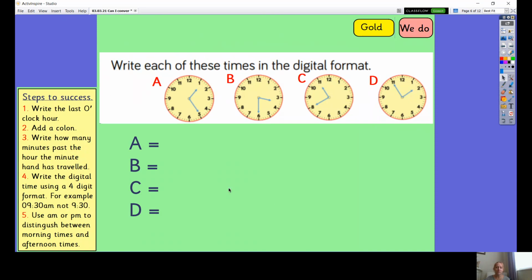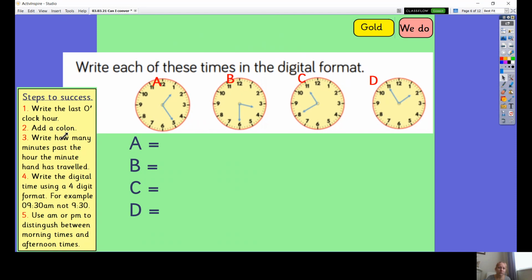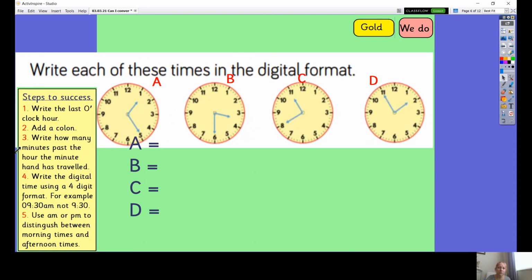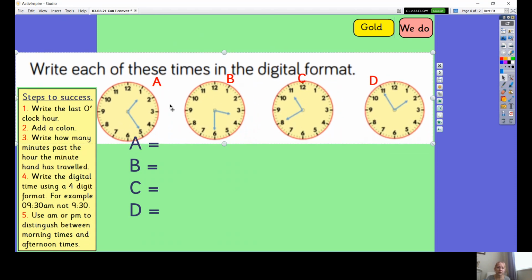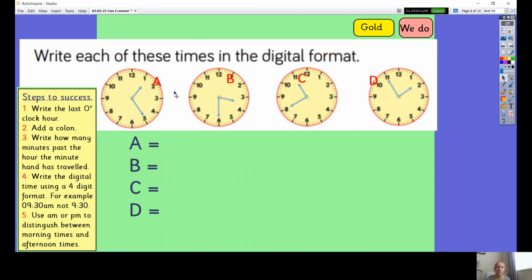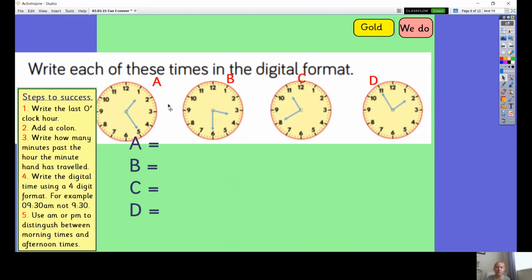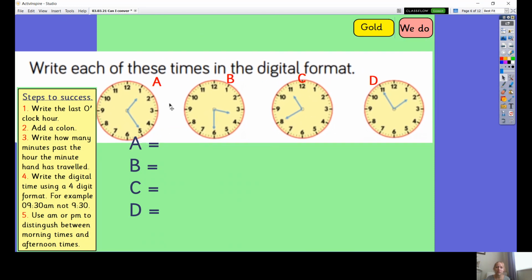Can you pause here, because this is the weedy bit, and I'd like you to write each of these times in digital format, please. So have a little go. They are quite little, and I don't know if I can make them a little bit bigger. Sometimes it makes them a bit blurry. There we go. That's a little bit better, I think. So have a little go at those. Hopefully you can see them. Okay, so pause here, have a try at those, and we'll come back together in a minute.